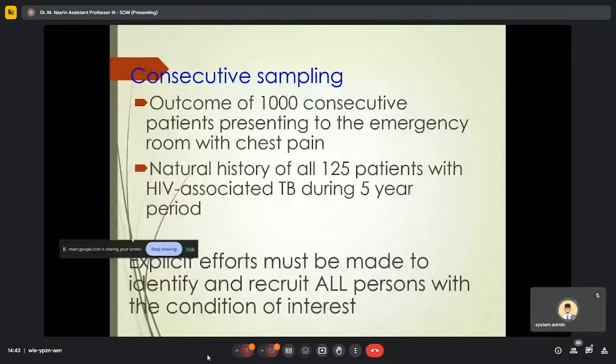Now there is a question that arises in our mind again. Which sampling technique do I need to adopt?